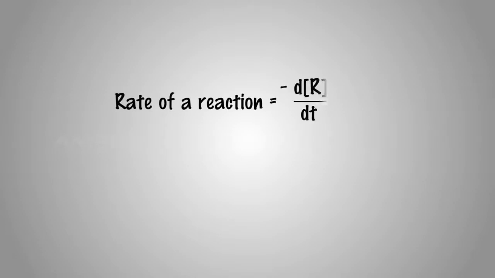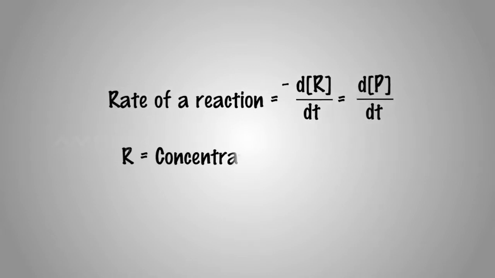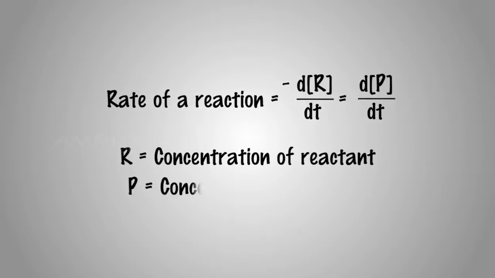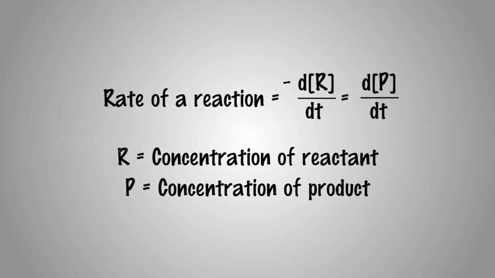For example, consider the hypothetical reaction R giving P. The rate of reaction is equal to minus d[R]/dt or d[P]/dt, where R and P are the concentrations of reactants and the products obtained respectively.